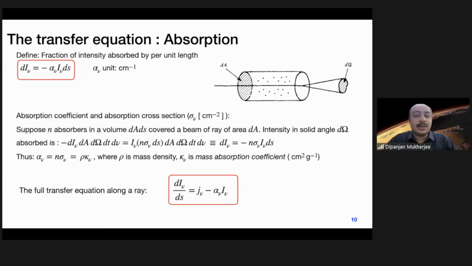Next is absorption. Now, suppose you have certain particles that can interact with the light, or the electromagnetic radiation, that is coming through that particular volume, and it can absorb the radiation.